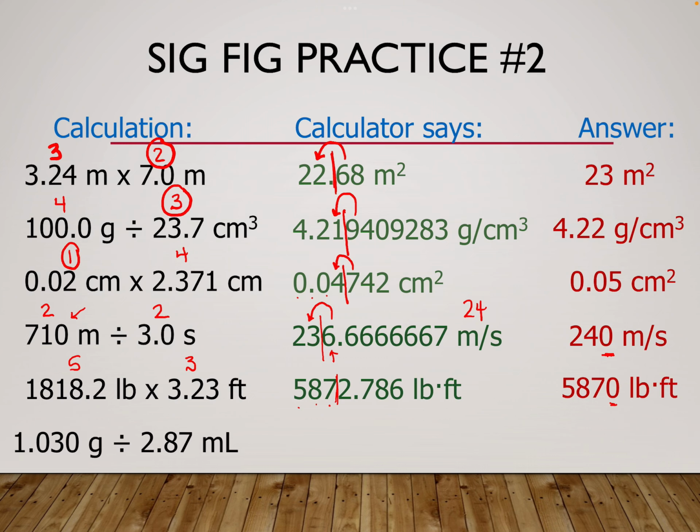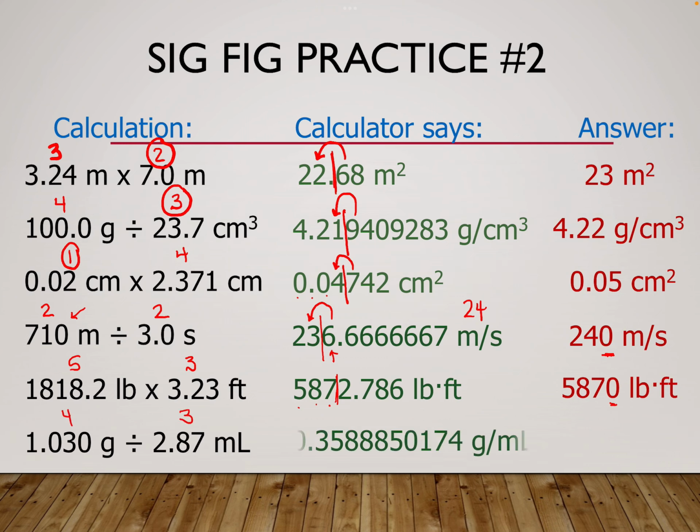All right, last one. This one has 4 sig figs versus 3. There's what our calculator says. So we're going to round it to 3 sig figs. 1, 2, 3. And that 8 is going to round up this 8. And we get 0.359. For now, don't worry about the units.